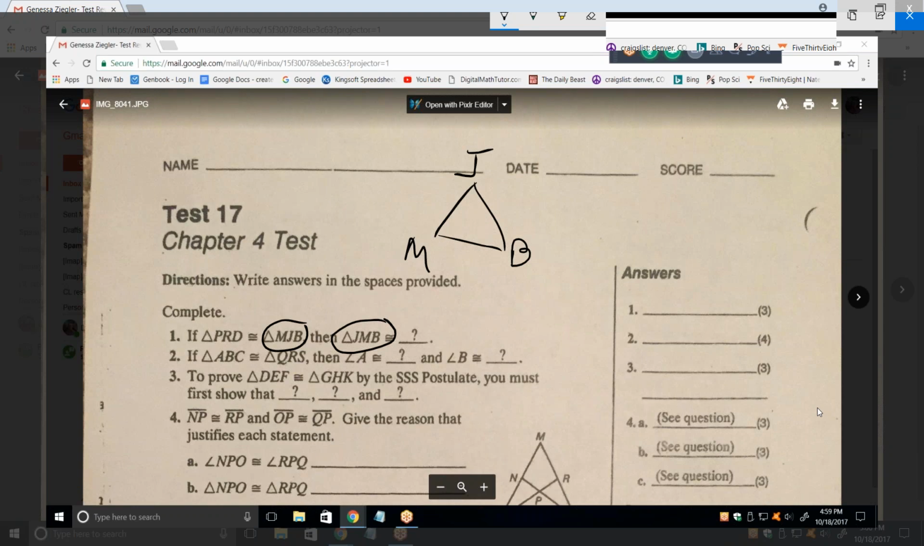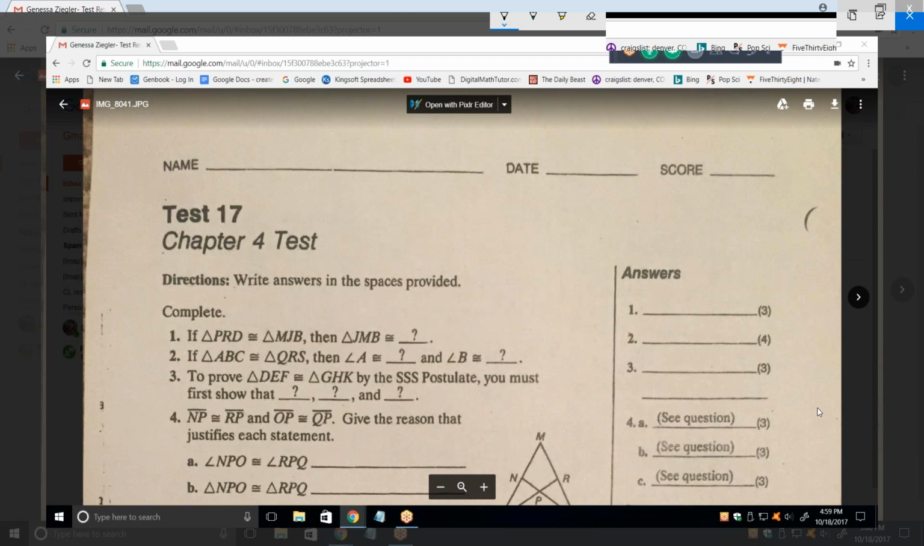Now, whether you have to rename it or not, like you did, you called it RDP, I think. RPD? I don't know. I think this would also be correct, just to say PRD. In other words, it's just the way we name triangles. We put the 3 letters in any order. That's MBJ, that's BJM, that's BMJ. There's all kinds of ways to talk about that triangle.